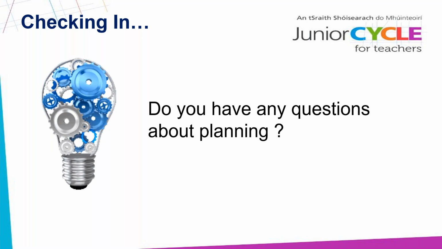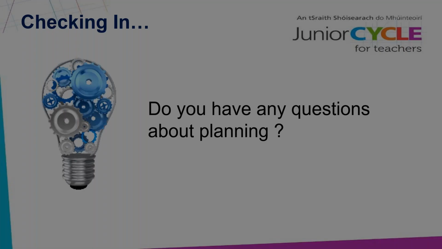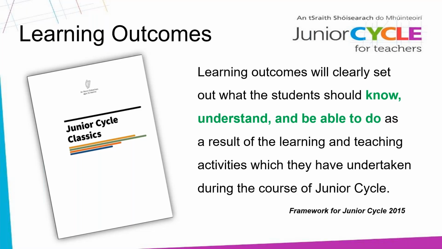So with that, let's get started and have a look at the planning process. Okay, so the learning outcomes will clearly set out what students should know, understand, and be able to do as a result of the learning and teaching activities which they have undertaken during junior cycle. So the learning outcomes in junior cycle are very much focused on the student learning, and as underlined in the work here.